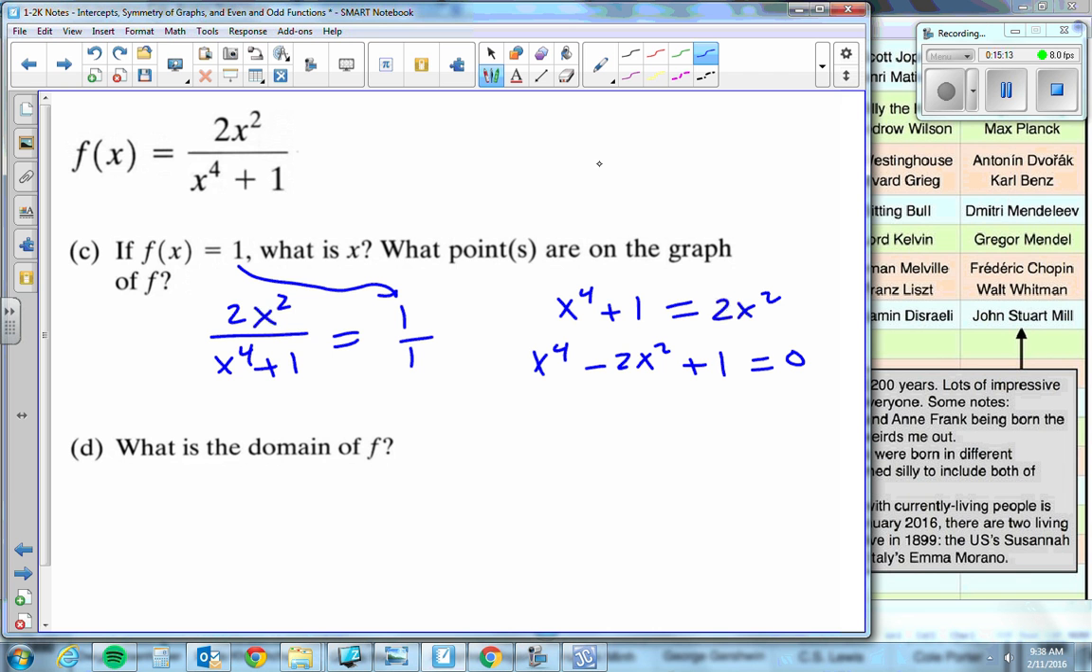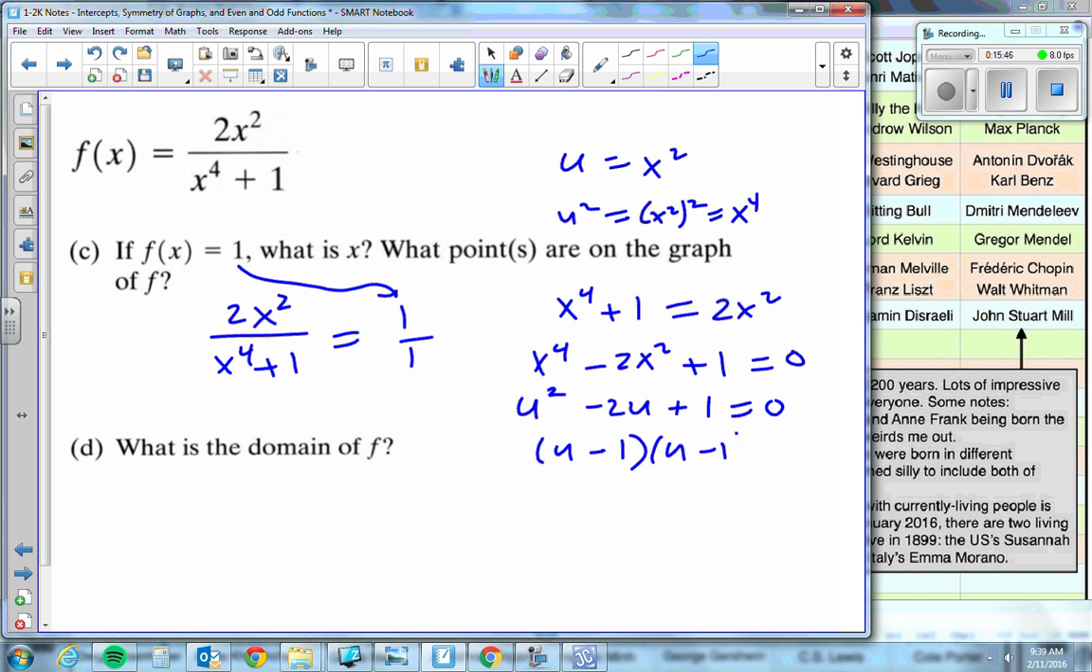Look, we're going to do what's called u substitution. In other words, if I call u x squared, and you can use whatever variable you want, then u squared is x squared squared. So I'm replacing that with u, I'm replacing that with u squared. And then your factoring is much easier. That factors into that and that. You basically get u equals 1, from both of them. That means x squared equals 1.